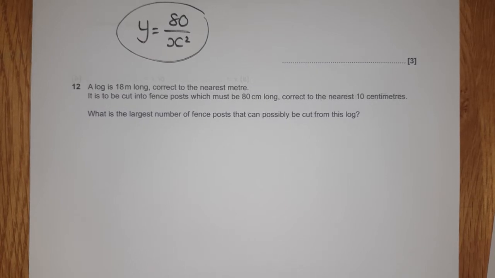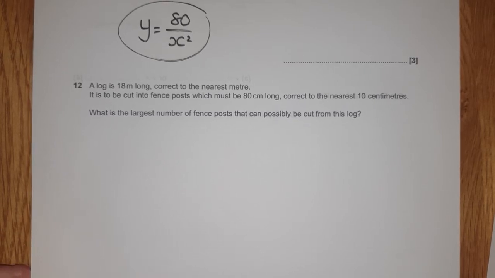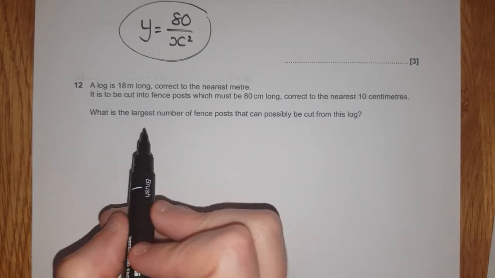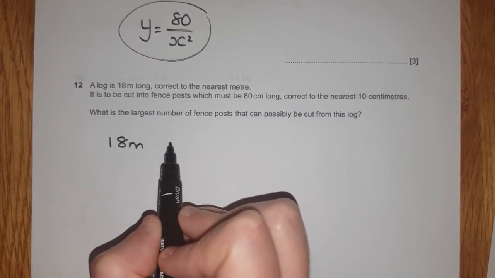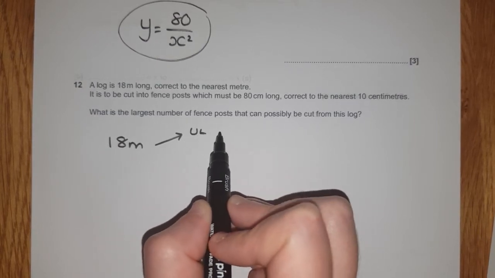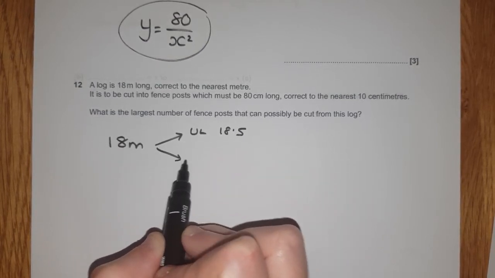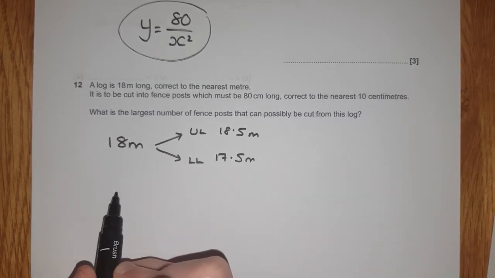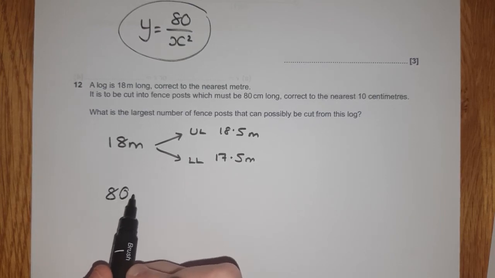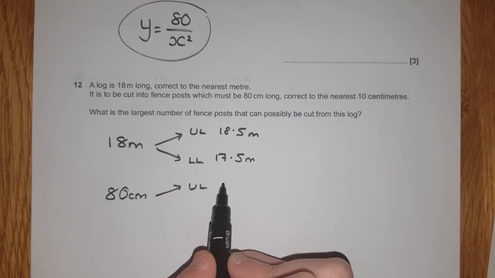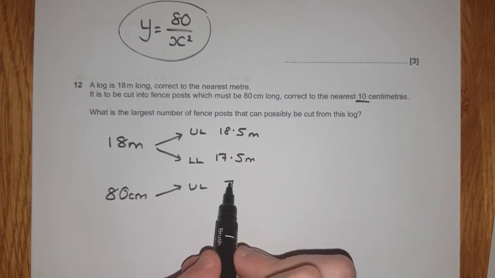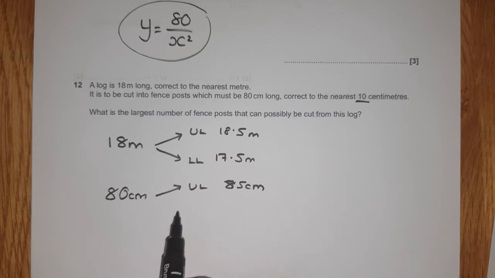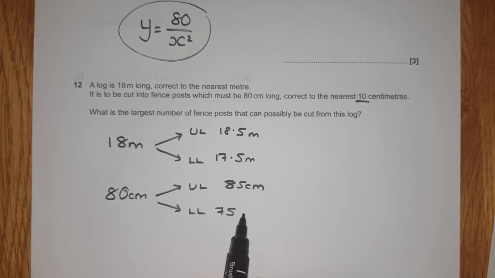Right, question 12. You've got a log that is 18 metres long, correct to the nearest metre. It's to be cut into fence posts, which are 80 centimetres long, correct to the nearest 10 centimetres. What's the largest number of fence posts that can possibly be cut? So first thing you want to do is, if this is 18 metres long to the nearest metre, your upper limit would be 18.5 and your lower limit would be 17.5, and remember that's in metres. The fence posts that are 80 centimetres long, since it's the nearest 10, have an upper limit of, sorry, 85 centimetres. Lower limit is 75 centimetres.